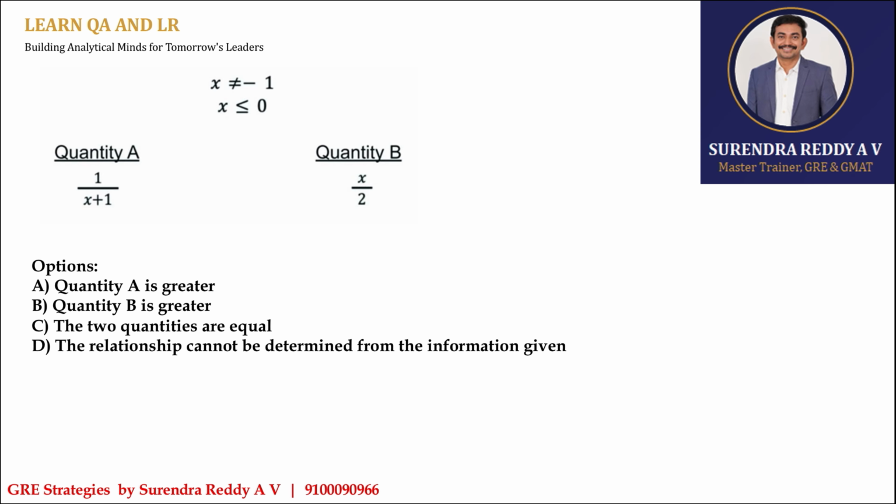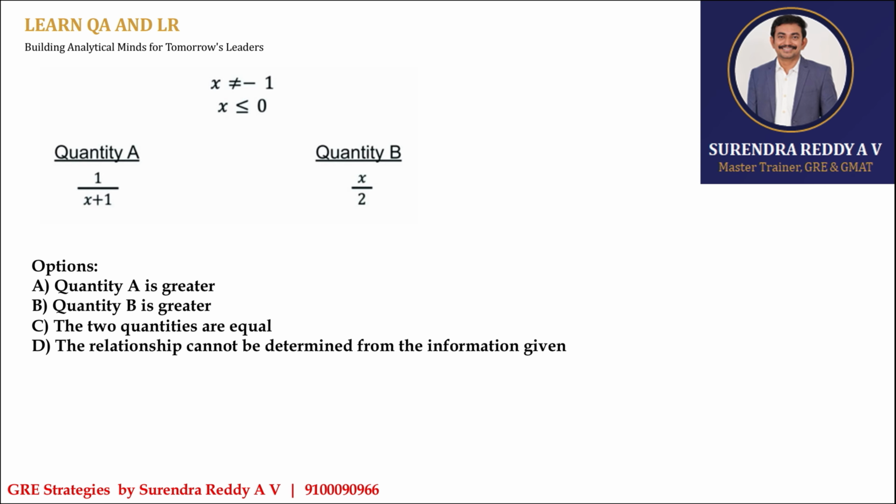Let's see what will happen to these expressions when you place these values. When I place 0, what will be quantity A and what would be quantity B? First, suppose X is 0. What is 1 by 0 plus 1? It is 1. What about quantity B? 0 over 2 is 0. Here quantity A is greater than quantity B.